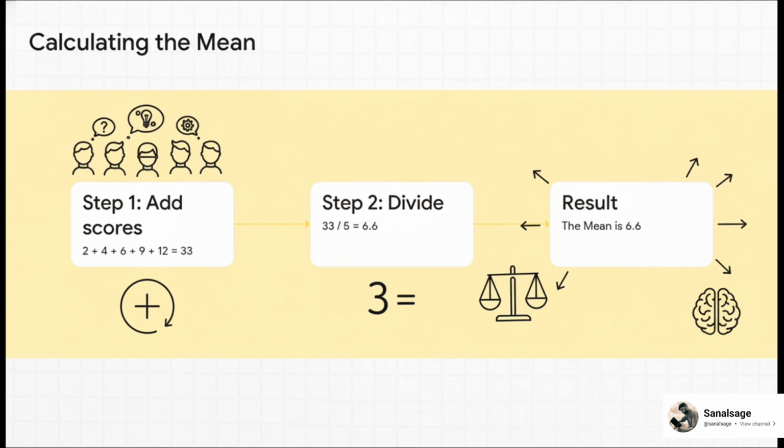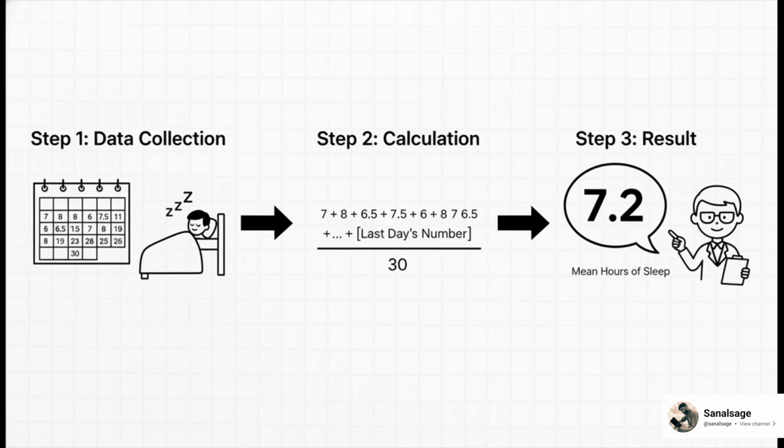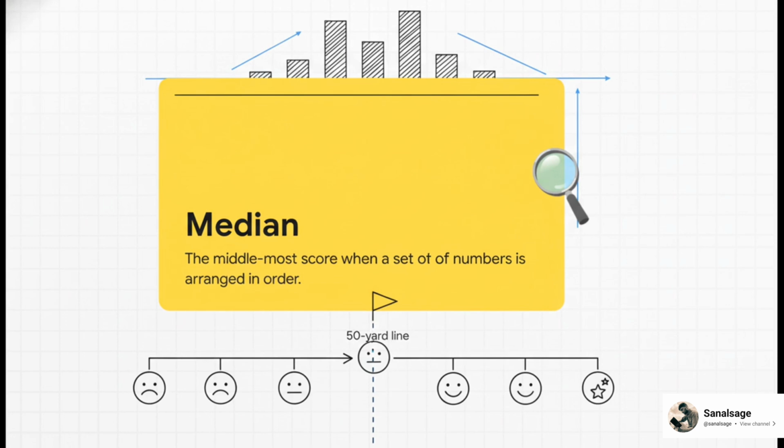It's really that simple. So how's this used in the real world? Well, imagine a psychologist is studying sleep habits. Instead of looking at 30 different numbers for a student's sleep each night, they can just calculate the mean. They add up all the hours, divide by 30, and suddenly they have one single powerful number that neatly summarizes that student's whole month. Our next tool is the median.